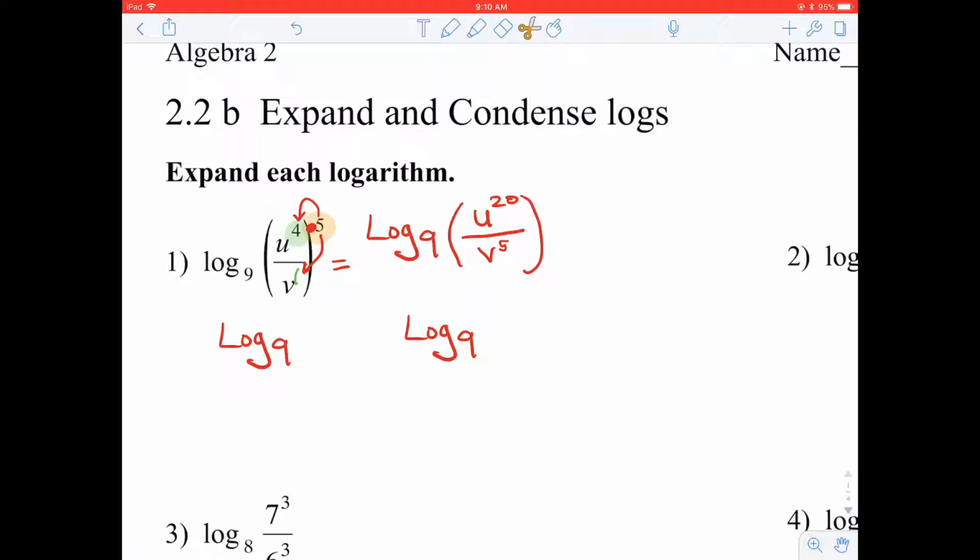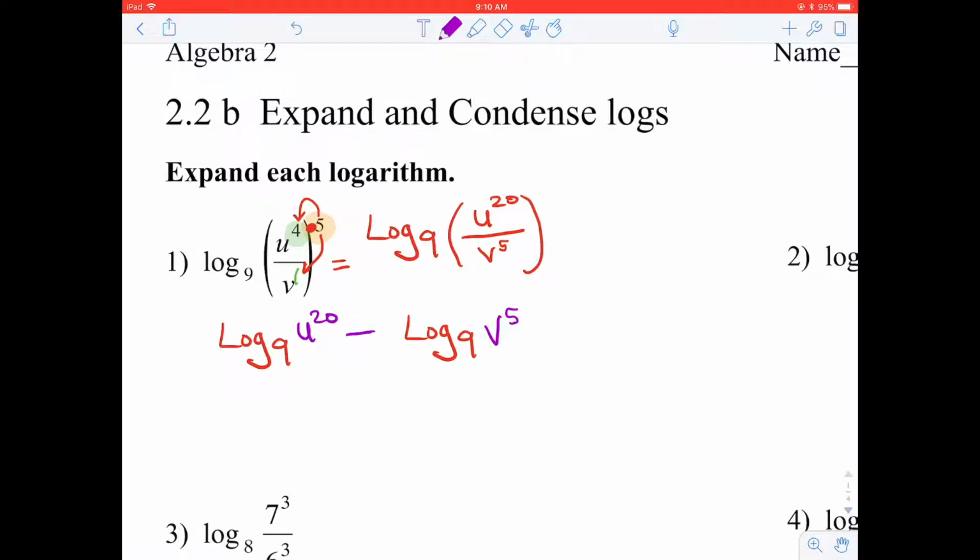So our next step is to take care of the subtraction. So we have the u to the 20 at the top that we need to bring down. So I'm going to put that right next to my first log 9. I'm going to separate it with subtract, and then I'm going to bring down my v to the 5th.